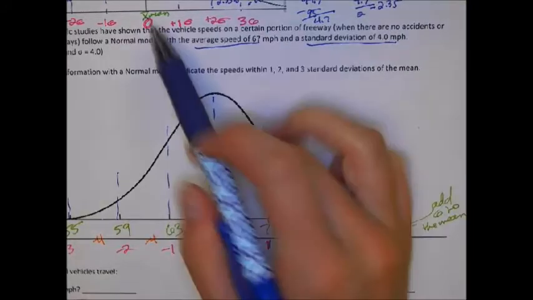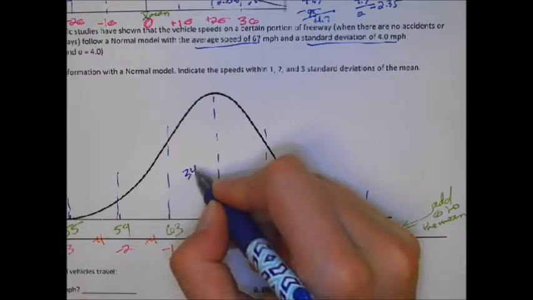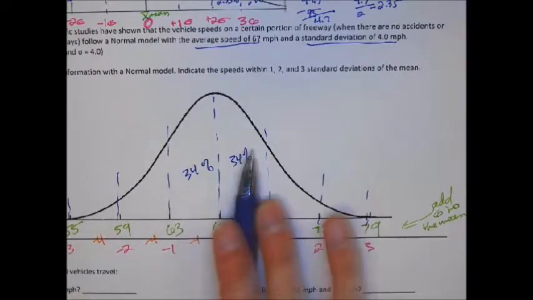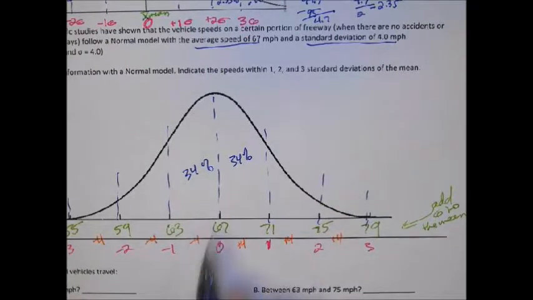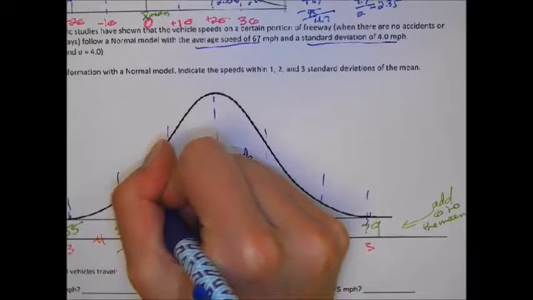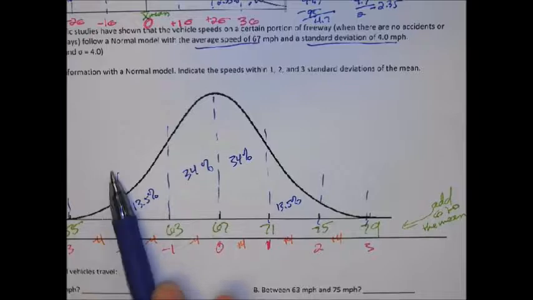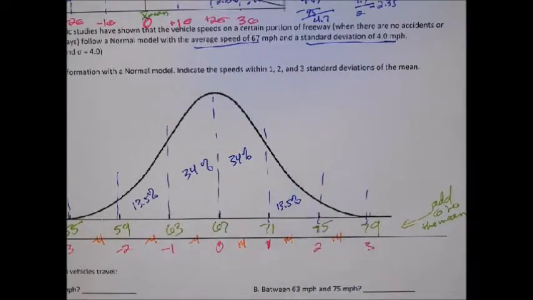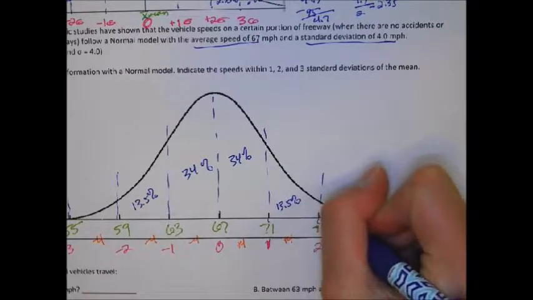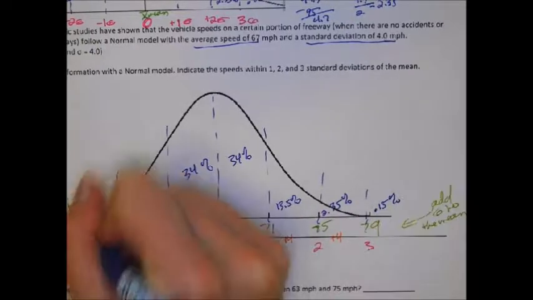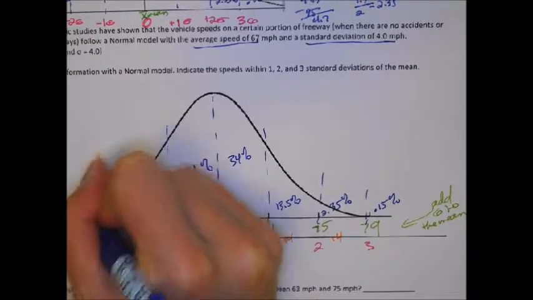Okay, so from the picture above, we see that these two are 34%, because 68% is in here. This one is 13.5%, because 95% is here. And then I have 2.35, 0.15, 2.35, 0.15.